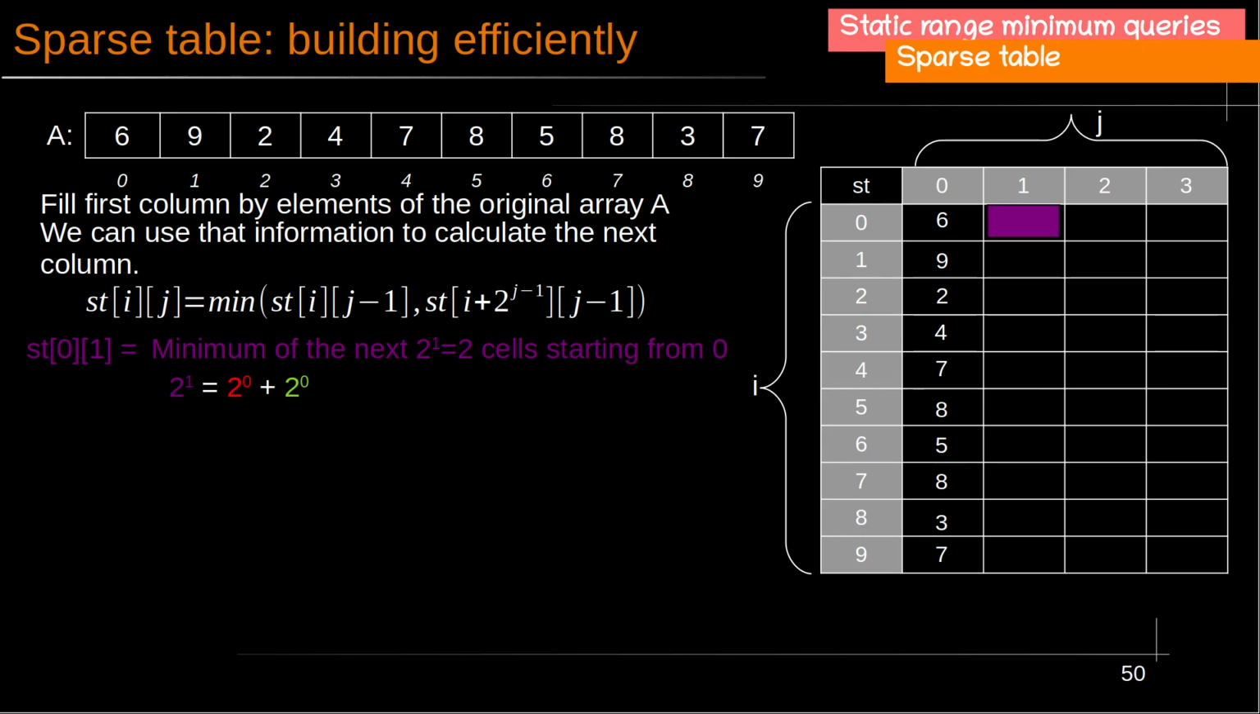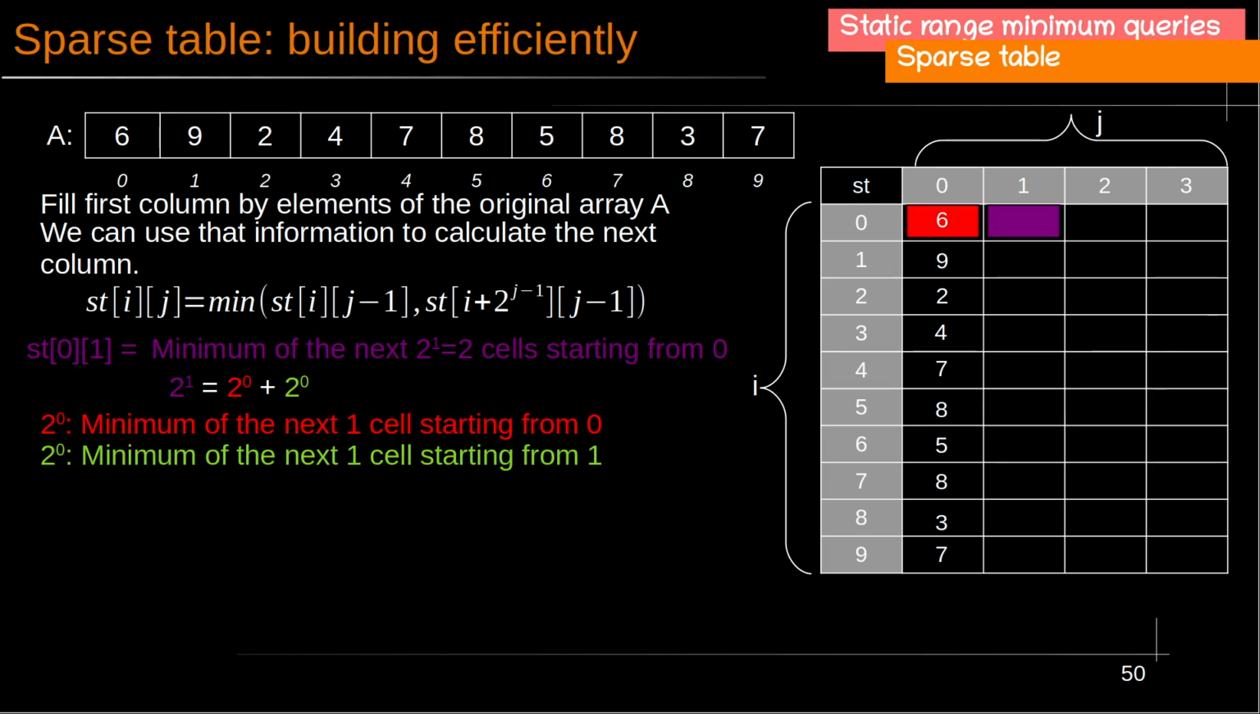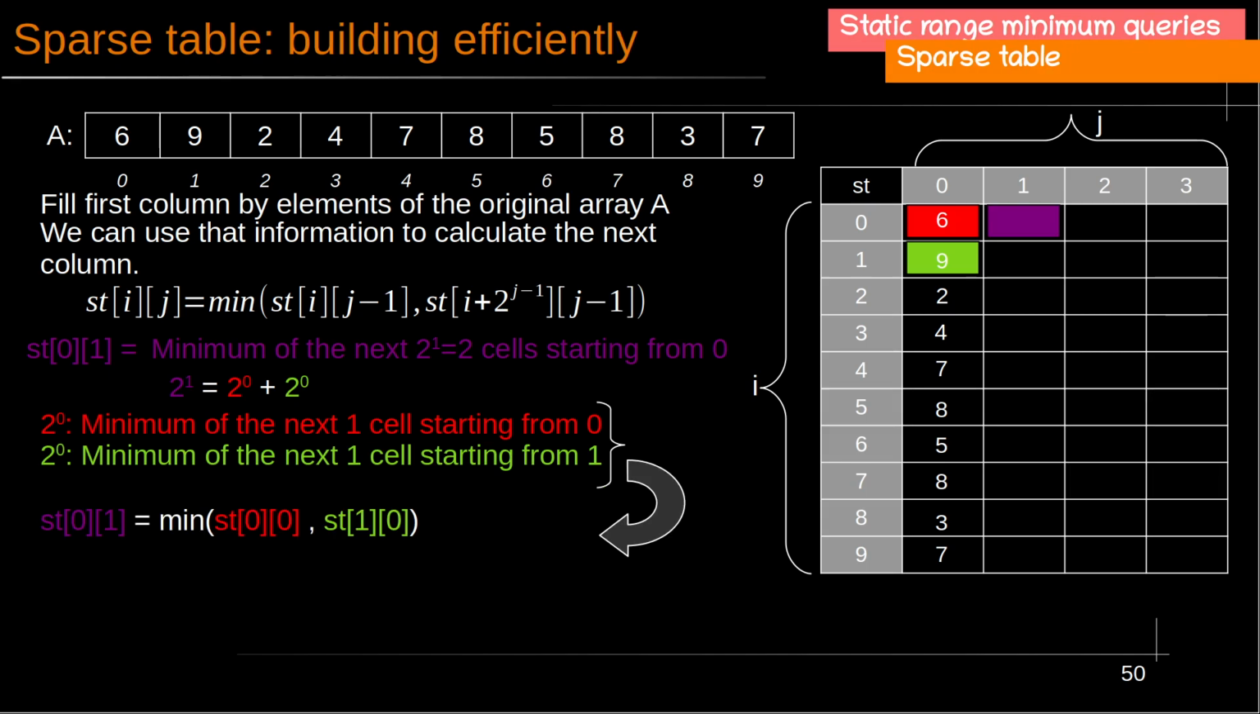So we can use the formula. 2 power 1 is 2 power 0 plus 2 power 0, as we have seen in the previous slide. 2 power 0 is the minimum of the next 1 cell starting from 0, which is this one in the sparse table, the red one here. And 2 power 0 is the minimum of the next 1 cell starting from 1, which is this one in the sparse table, which is St10. So that leads us that St01 is the minimum of St00 and St10, which is here 6.